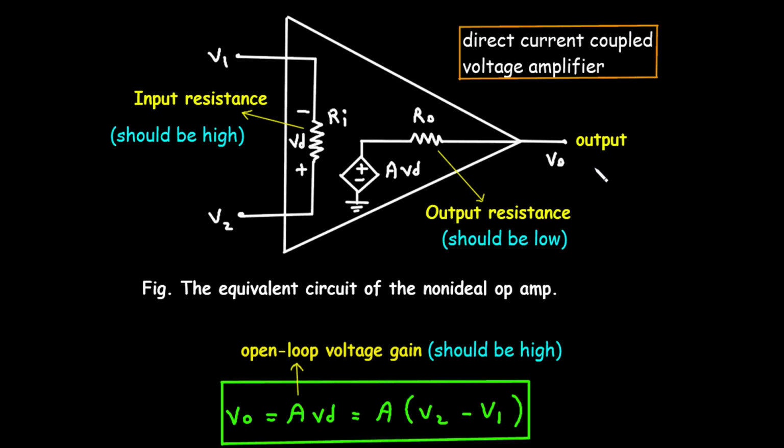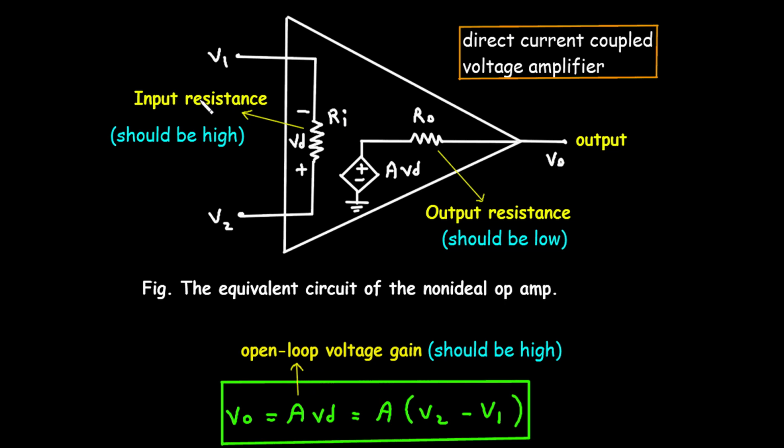Before we discuss the ideal op-amp, let's look at the equivalent circuit of a non-ideal op-amp to understand the practical limitations. Input terminals. V1 is the inverting input. V2 is the non-inverting input. Vd is the differential input voltage, which is V2 minus V1. Output terminal. Vo is the output voltage.